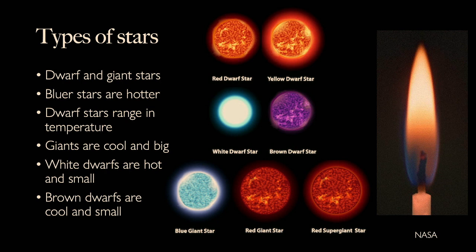There are dwarf stars like the sun, a yellow dwarf, and red dwarf stars, which are slightly less massive. There are stars that are different colors. Hotter stars are bluer, cooler stars are redder.